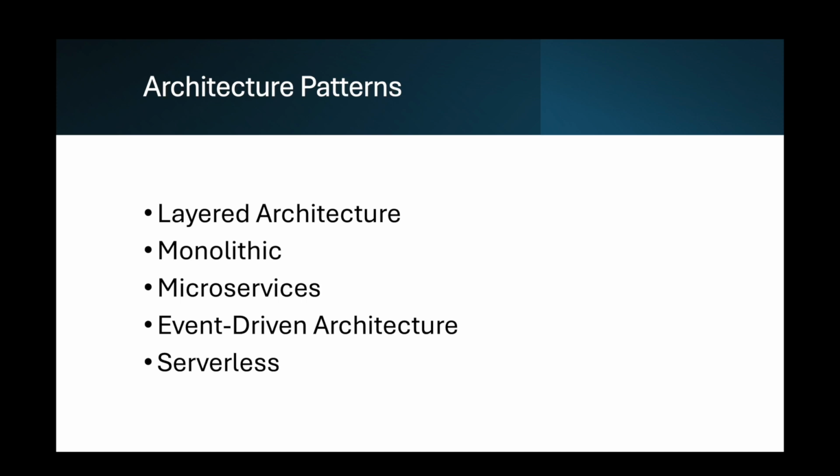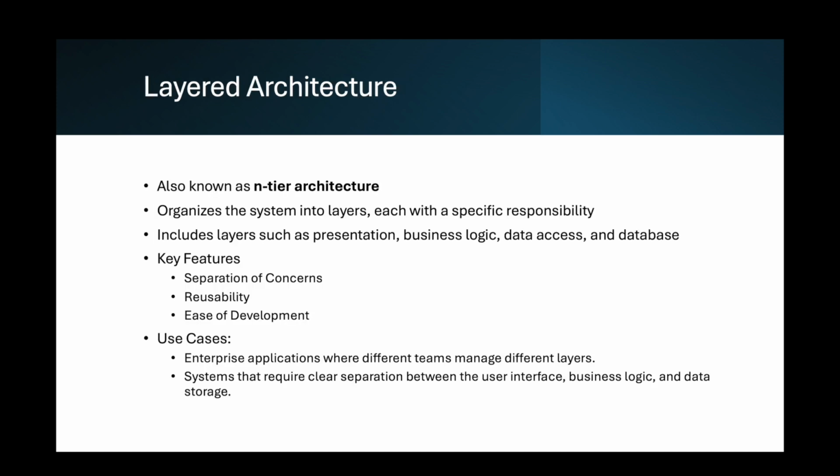Let's start with layered architecture. Layered architecture, also known as N-tier architecture, is one of the most common patterns used in enterprise applications. It organizes the system into layers, each with a specific responsibility, and typically includes layers such as presentation, business logic, data access, and database. Some of the key features include, first, separation of concerns.